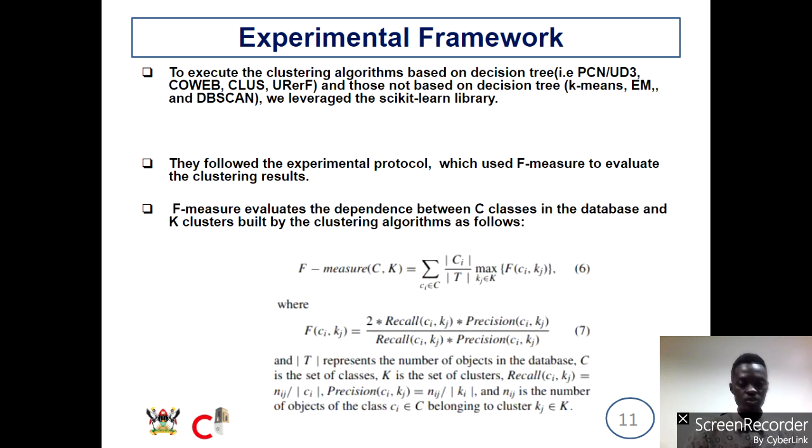And of course, this F-measure evaluates the dependencies between C classes in the database and K clusters built by the clustering algorithm. And this is how it is represented in the equation, whereby you have F, the F-measure, and of course it has T, which represents the number of objects in the database. C is the set of classes, K the set of clusters, and precision, the number of objects of that particular class.